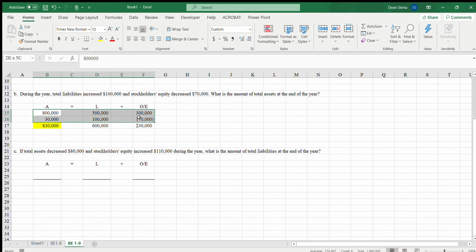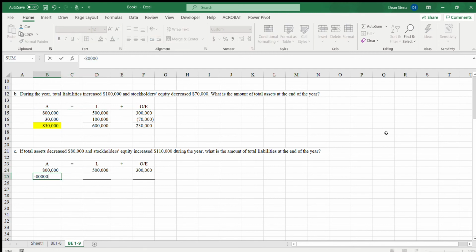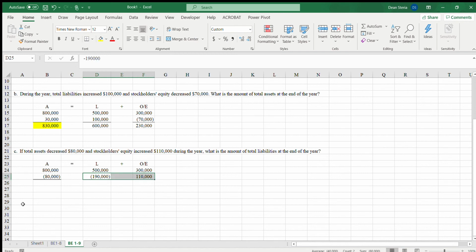Alright, let's start off with the same basic information. Okay, here, if total assets decreased 80 and stockholders' equity increased 110, what did this change by? Well, if this is negative 80, I need a number 80,000 higher than that as a decrease. So that's going to be 190, right? Because then if I total those, I get a negative 80, which was the change.